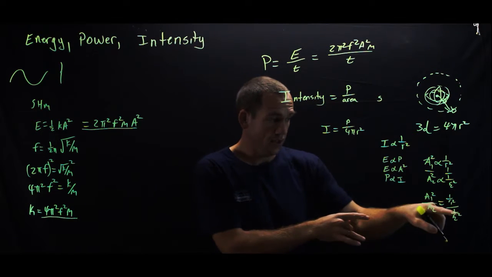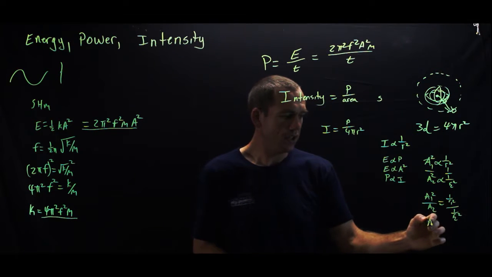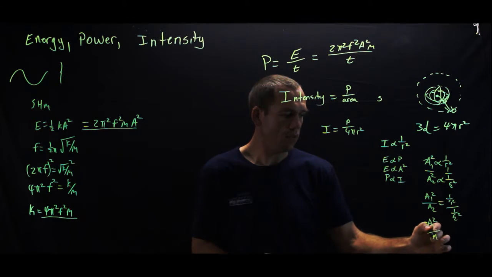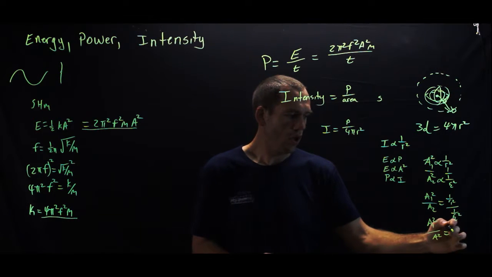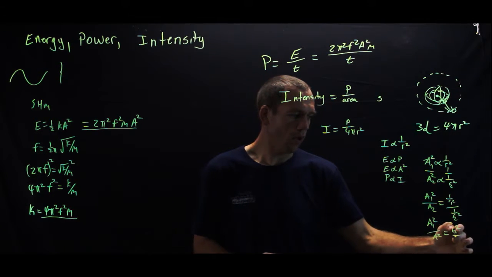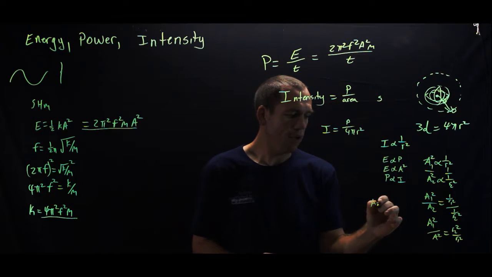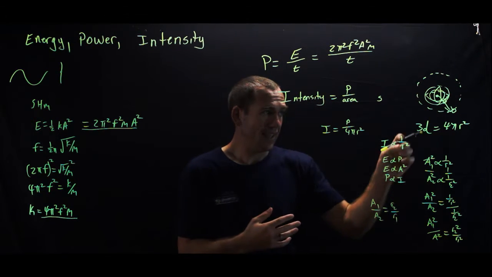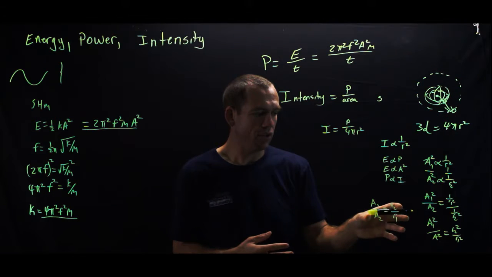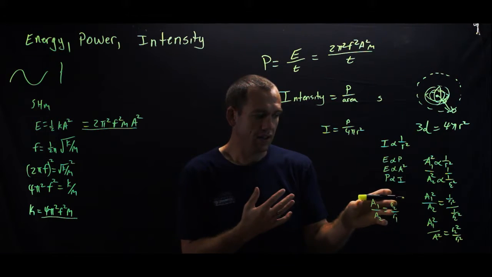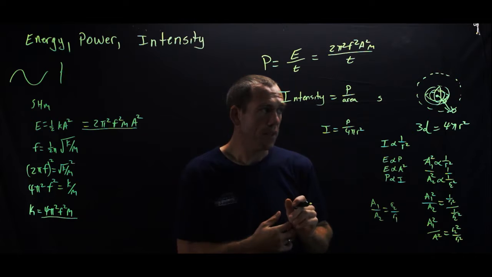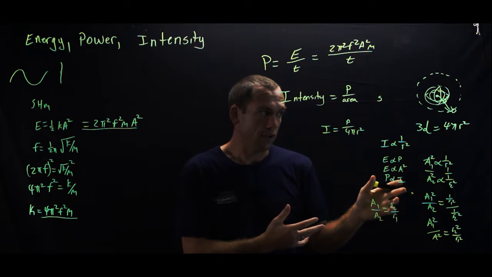Now, if I just invert and multiply that fraction, it tells me A1 squared over A2 squared is equal to r2 squared over r1 squared. Square root both sides, and I can see that A1 over A2 is equal to r2 over r1, which means if I get twice as far from the source, my amplitude will be cut in half. These are inversely related to each other without the square factor.